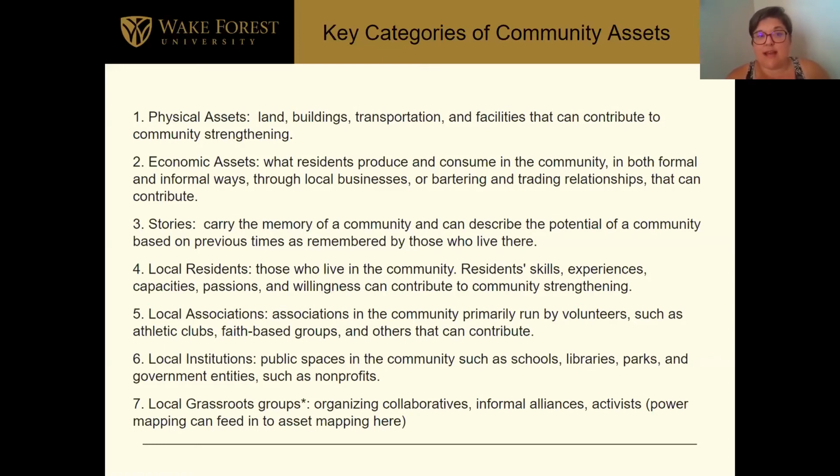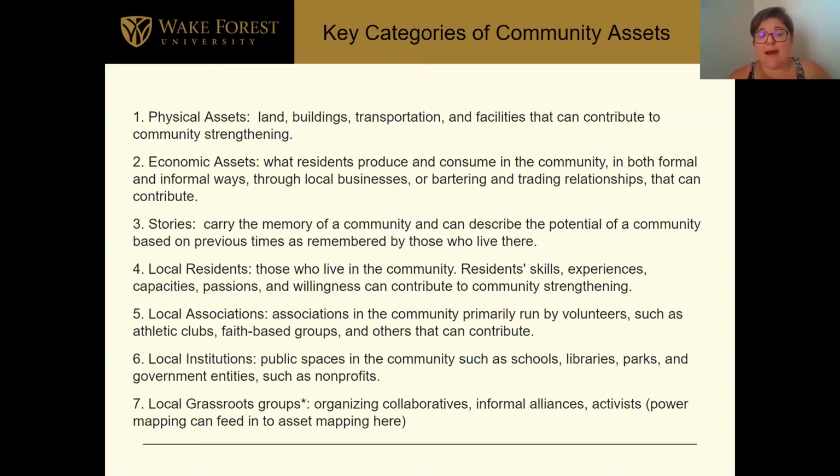Economic assets are included, but they are only one of the seven, which is a notable difference from needs assessments, which tend to focus on monetary and economic resources in a community. Economic assets in asset-based community development include what residents produce and consume in the community, both in formal and informal ways. That could be local businesses. It also may be bartering and trading relationships, things like that.